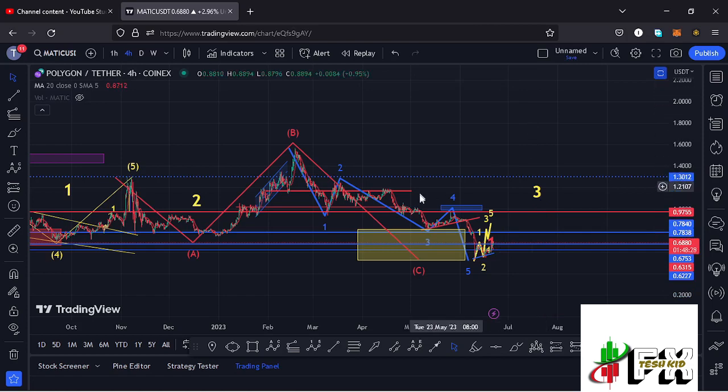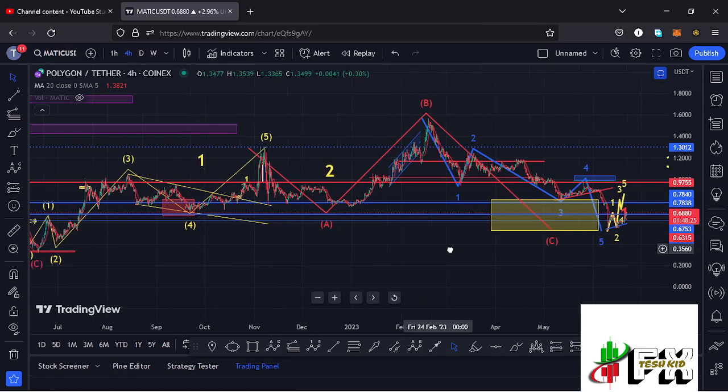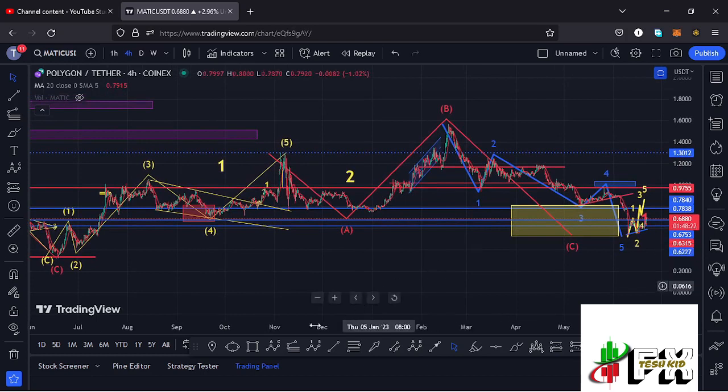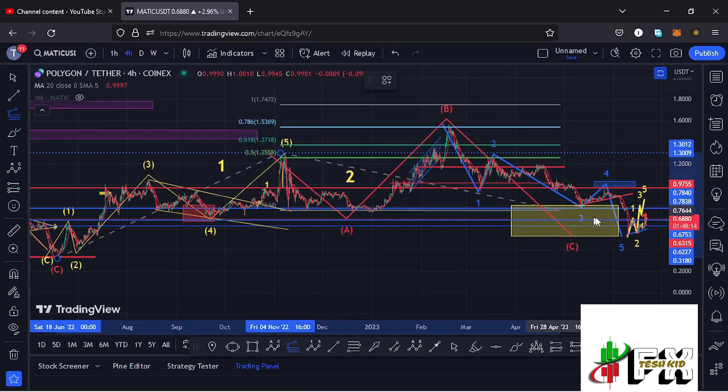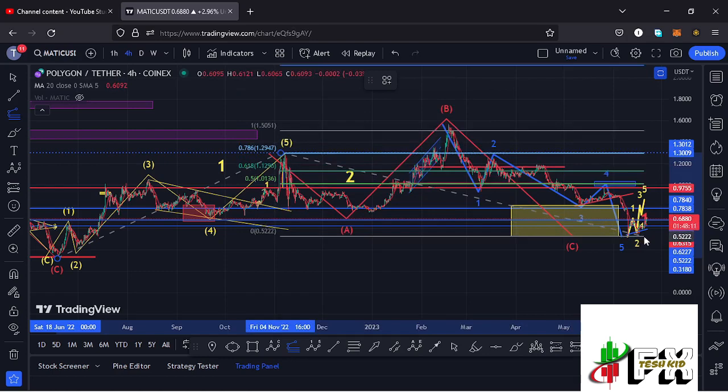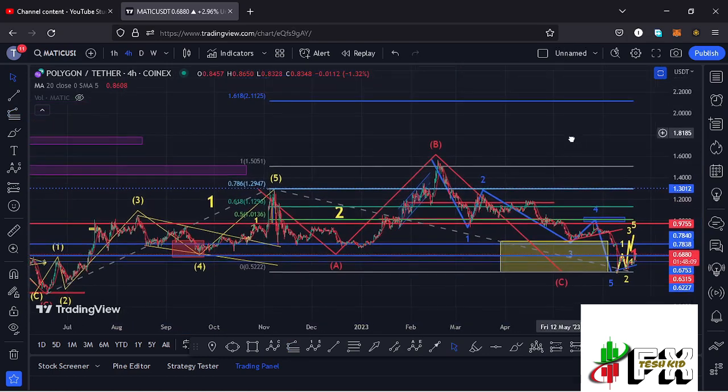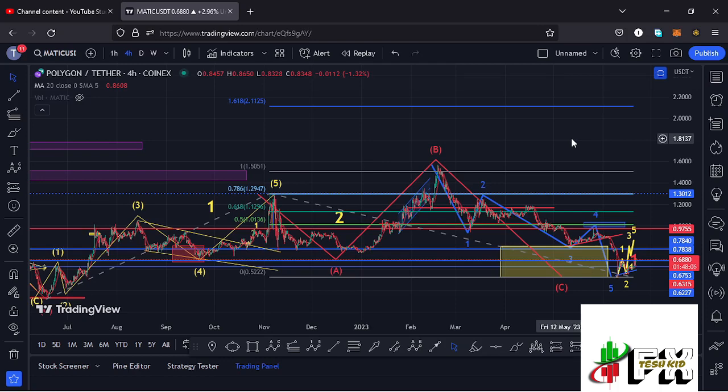I give you minimum target areas for that third wave by connecting the trend-based Fibonacci from the low of the first wave to the high of that wave 1, then dragging the fibs to the low of the second wave. That gives me a target area for the wave 3 at the fib level 1.618, at around the $2.1125 mark, and that is the minimum that we can expect Matic to do in the formation of that wave 3. Those are the moves that I'm watching out for here on the Matic chart, and that is what we need to continue expecting.